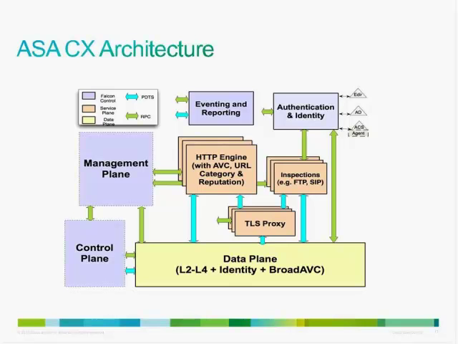If you have HTTPS filtering enabled, if you have decryption enabled, then the ASA CX uses the TLS proxy software module to handle the HTTPS connections. And you have the HTTP engine with AVC, URL category, and reputation. The HTTP engine handles the major chunk of the processing. It is responsible for application visibility and control. This is the one that handles the URL categorization and reputation, URL filtering. And if you have any non-HTTP traffic that requires to be inspected, then that is handled by the inspection engine.